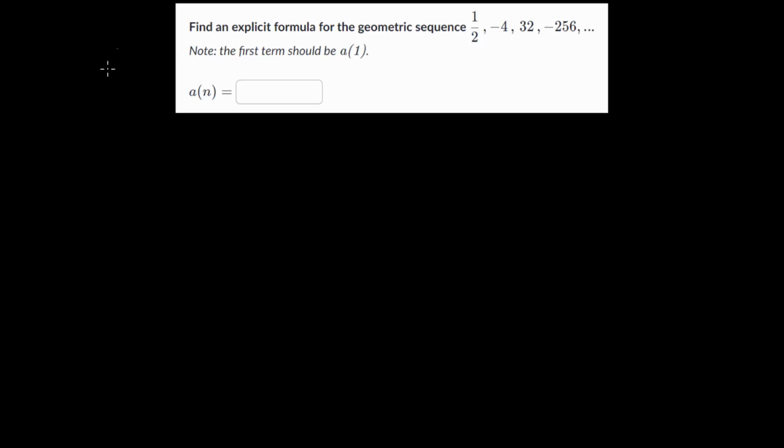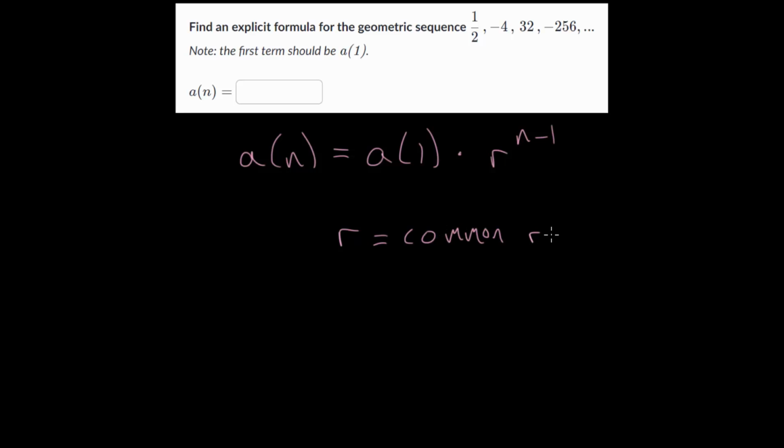So for this example problem, we're given a geometric sequence and we need to find its explicit formula. So let's first remind ourselves what that general explicit formula looks like. To find the nth term in the sequence, we'll take the first term and then multiply that by r, the common ratio, n minus 1 times.